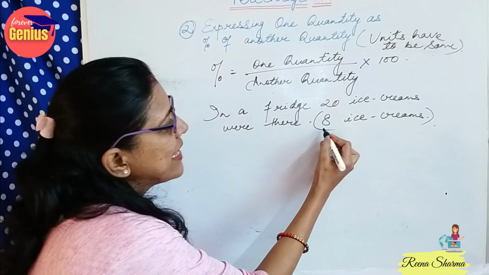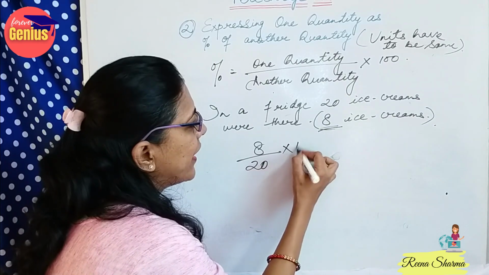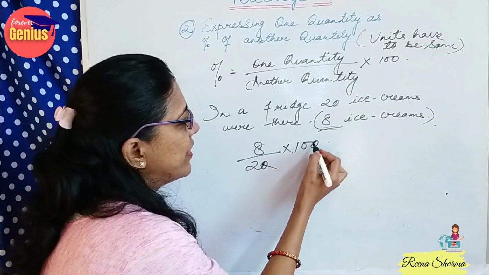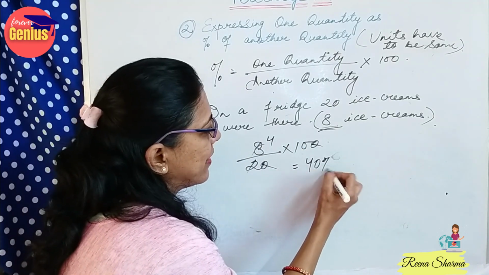So what to do in these cases? This one, 8 by 20 into 100. We will simply do this calculation. This is equal to 40%.